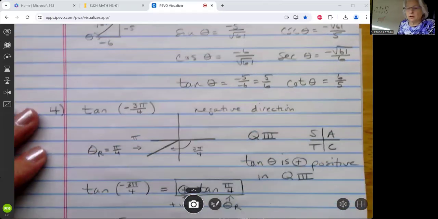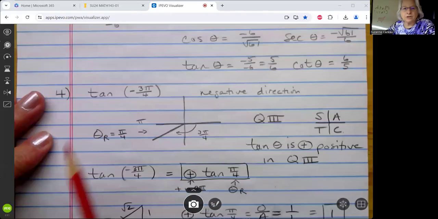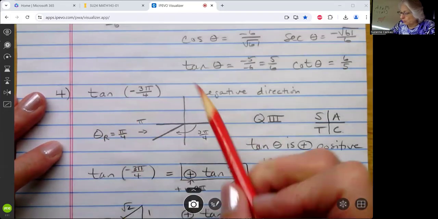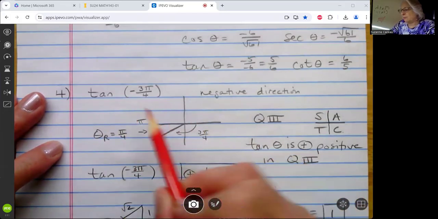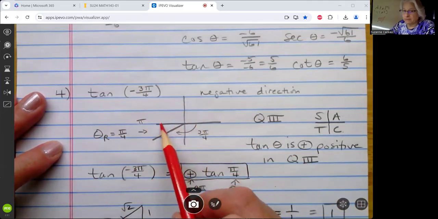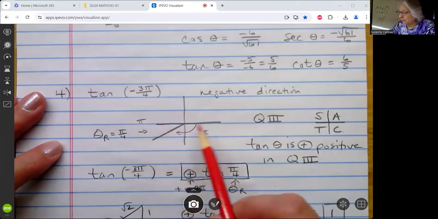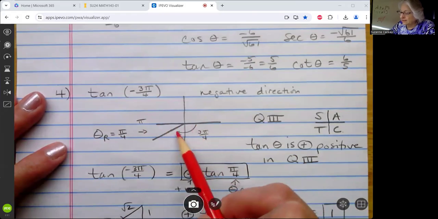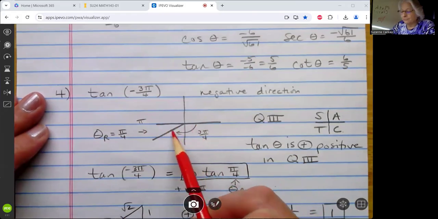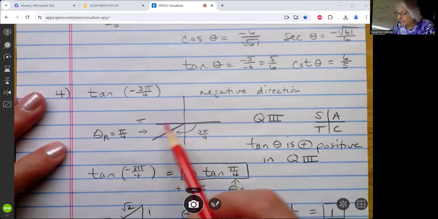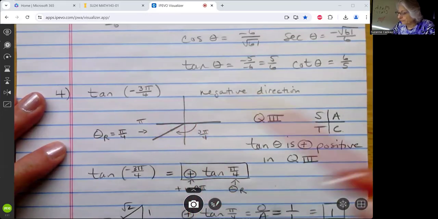Okay. So what we've got here, tangent of -3 pi over 4. So this tells me I'm going around in a negative direction. So we're going to go this direction, and we're going to go 3 pi over 4. Now I know going over to here is going to be pi. Pi is this over here. So -3/4 pi is going to go like this. It's going to land right here in quadrant 3. Your reference angle in here is pi over 4, because this is 3 pi over 4.